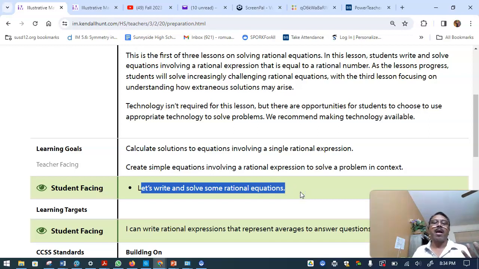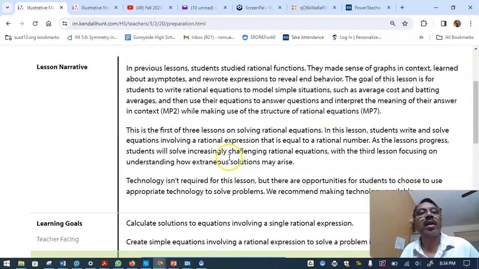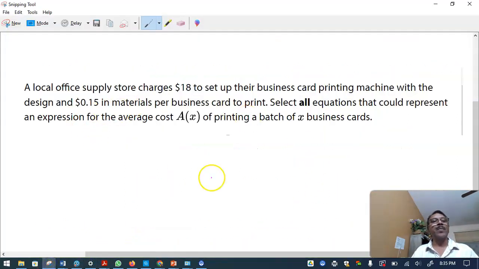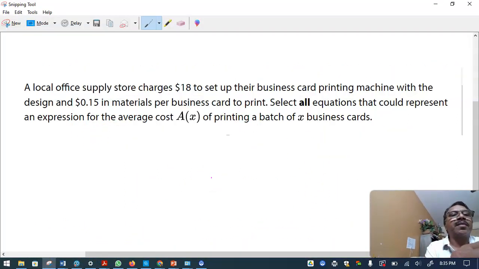That means how do we model a real world application problem into a rational equation and then solve for it, and understand what is the meaning of vertical asymptote and what is the meaning of horizontal asymptote, and maybe how the graph looks like. So I'm going to dive straight into the first problem in the practice problems right here. Now again, this is lesson number 20.